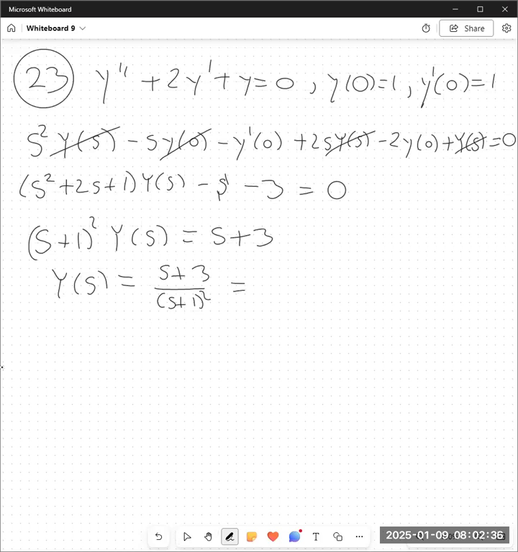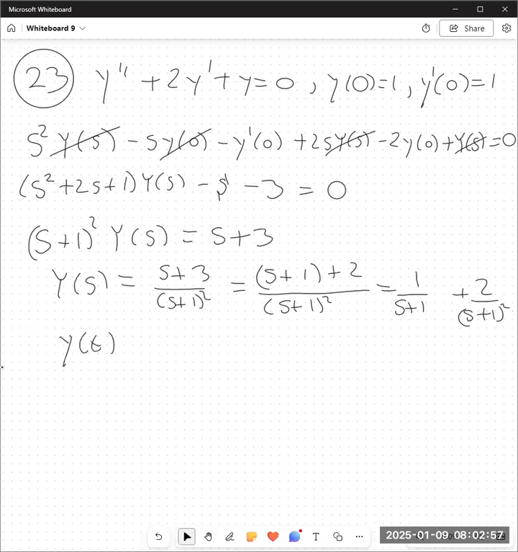And I'm going to make that s plus 1 plus 2 over s plus 1 quantity squared, which is 1 over s plus 1 plus 2 over s plus 1 quantity squared. So my y of t is going to be equal to e to the negative t plus 2t e to the negative t.